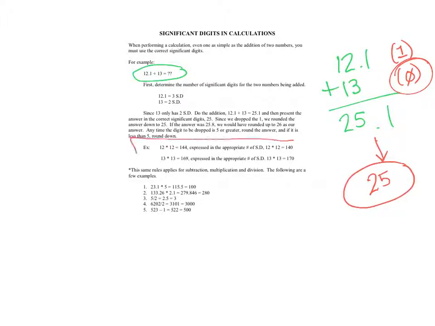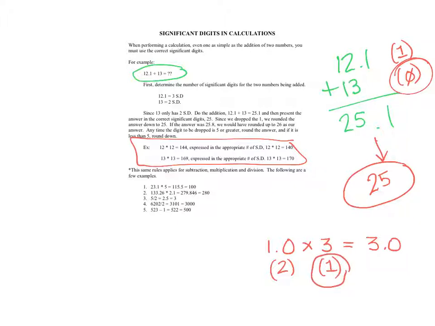Now, multiplication and division are a little different, and that is how many total significant digits. So for instance, 1.0 times 3. I'm going to make it an even simpler one. 1.0 times 3 is 3.0. However, again, before we finalize our answer, this has 2 sig figs, this has just 1. You go with the lesser of the two. So my final answer should just have 1 sig fig, which means the 0.0 has to drop off, and the answer would just be 3.